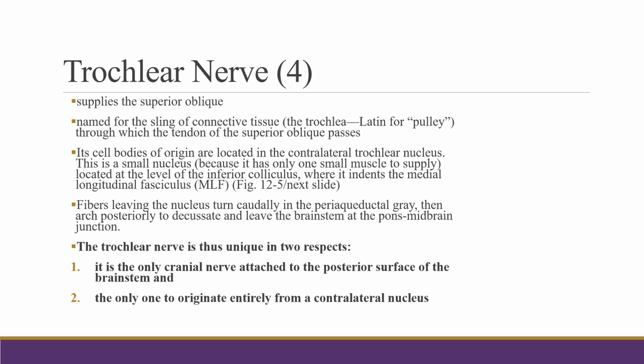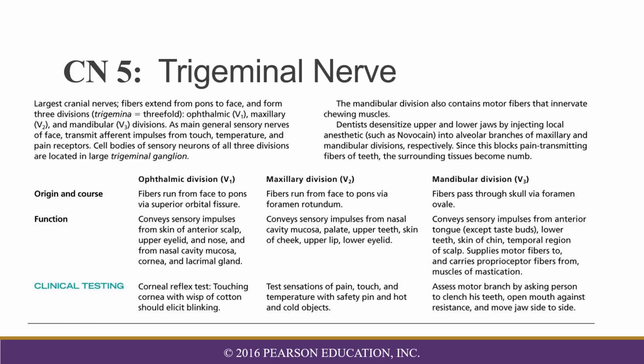So this is unique in two respects. When we see something unique pointed out like that, we want to pay attention to it because we might see test questions that way. It's the only cranial nerve attached to the posterior surface of the brainstem, and it's the only one to originate entirely from the contralateral nucleus. Make sure you know those two features, please.